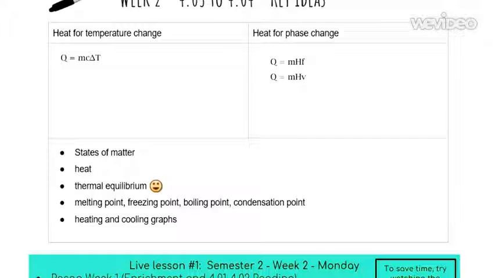Thermal equilibrium is when two substances have both reached the same temperature, basically, because the heat has transferred from the thing that had a higher temperature to the thing that had a lower temperature.